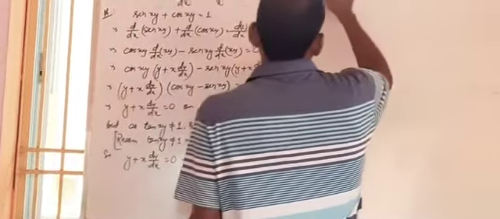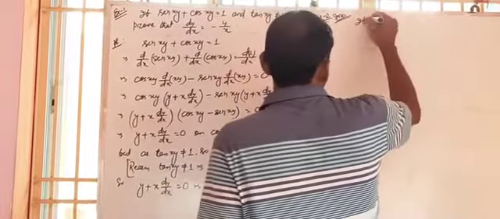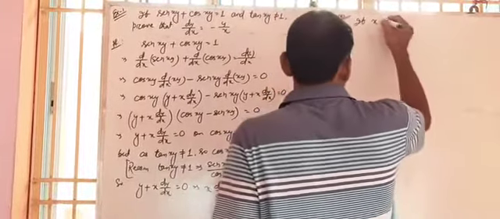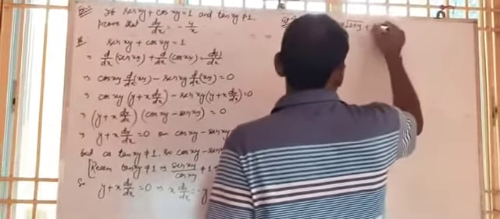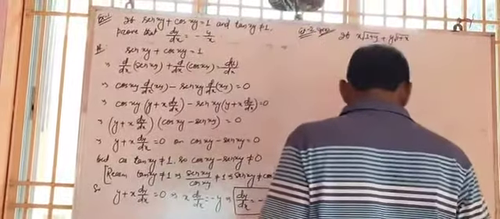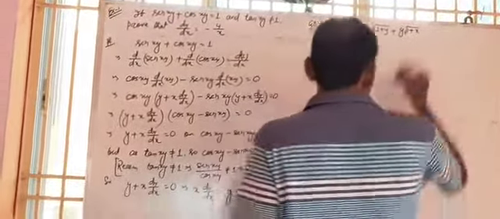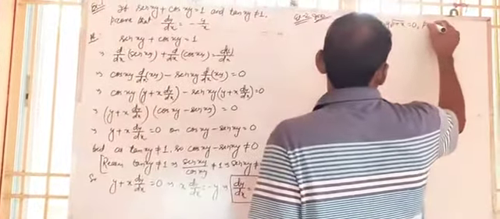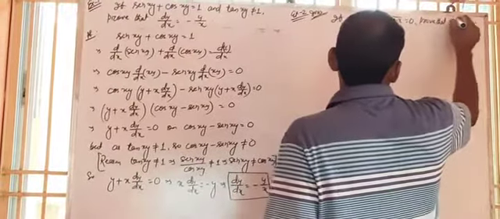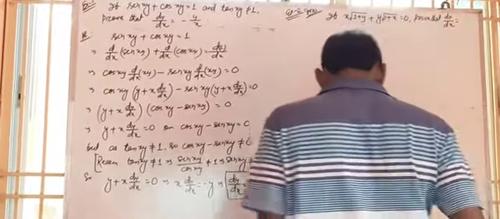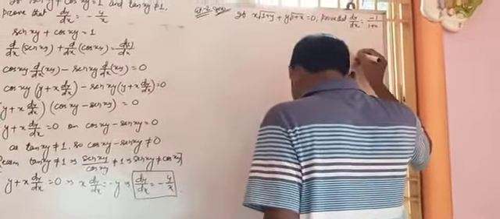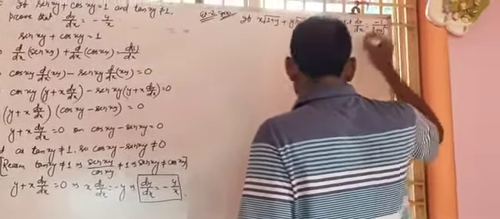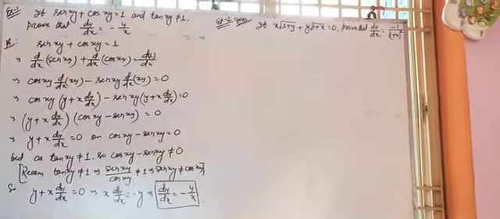Then the second example. The question is: if x into square root of 1 plus y plus y into square root of 1 plus x equals 0, then prove that dy by dx equals minus 1 by (1 plus x) whole square. This is our question.